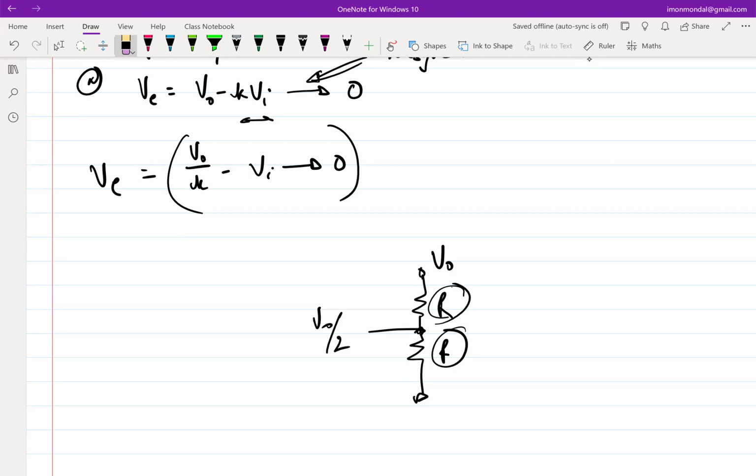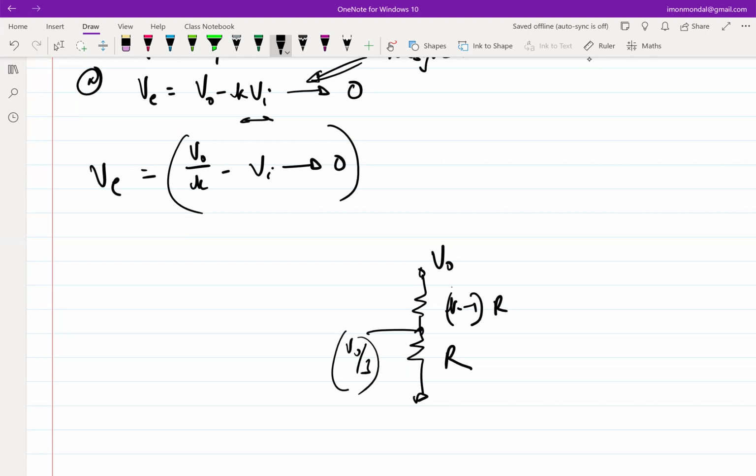And let's assume that I go back to this V naught over K formulation. So if I need V naught over K, then this resistor has to be K minus 1 times R, and the other R, right? Is that correct? So let's say I want a gain of 3 in an amplifier, then all I have to do is to set up a resistive divider in which we have 2R and R, and we get V naught over 3 here.